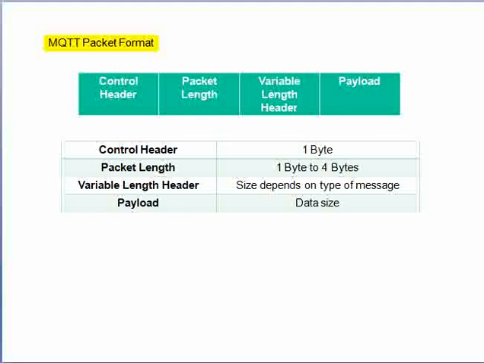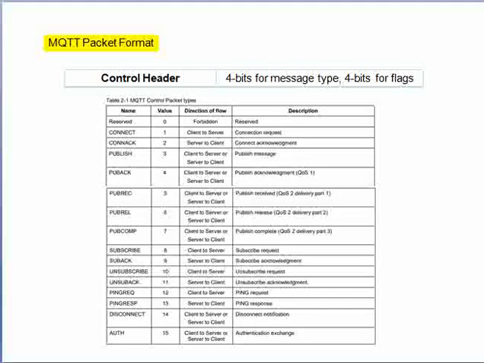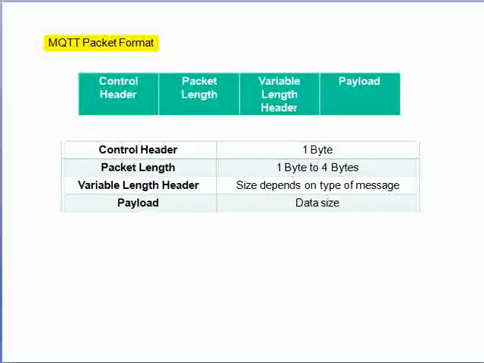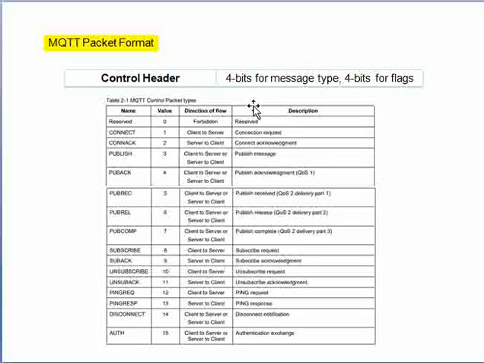So if we go deep into each and every section of this packet, you might have to read through the MQTT standard. So to put it in a simple way, the control header, as we mentioned, is 1 byte, right? In that 1 byte, we have 4 bits for message type and 4 bits for flags. These are the control flags and the message type.